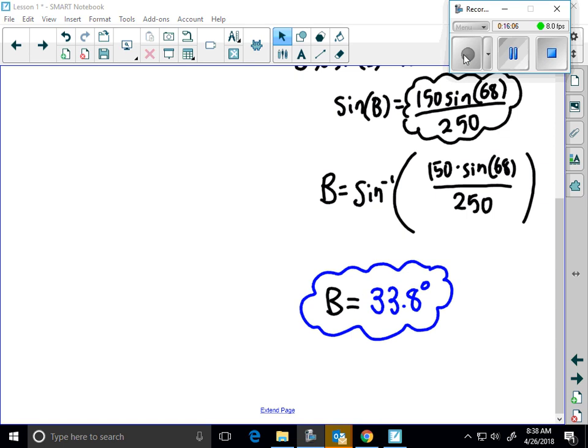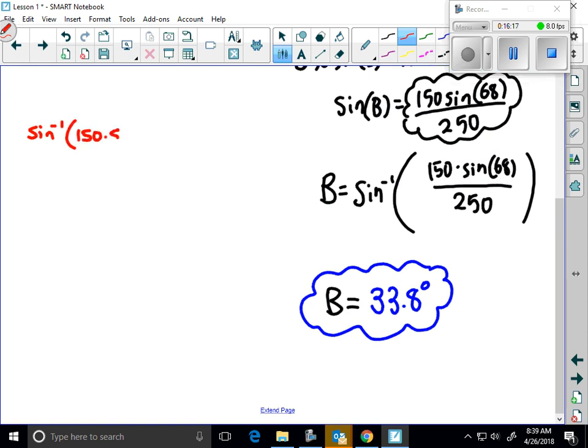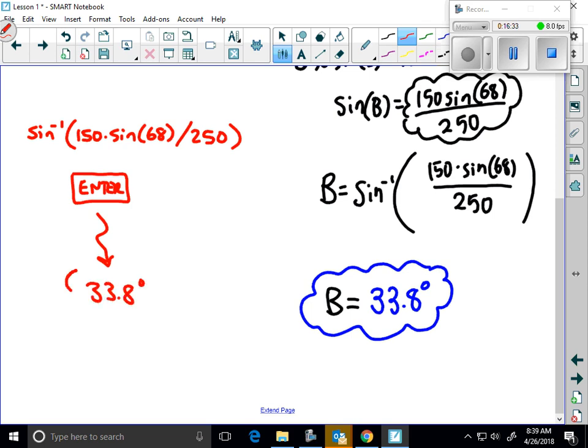Hey, so if you're having questions about how to type this into your calculator, I would type it in from left to right. Inverse sine, 150 times sine of 68, divided by 250. And then I'd press this button down in the bottom. It's called enter. And then it spits out this answer. It'll probably be 33.8. And that's your angle. How fun!